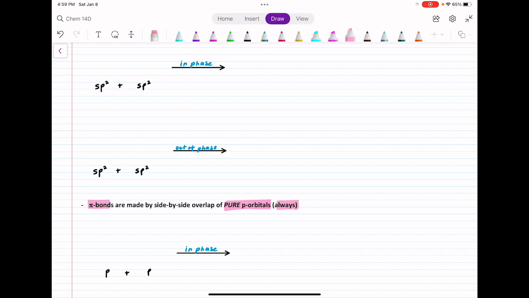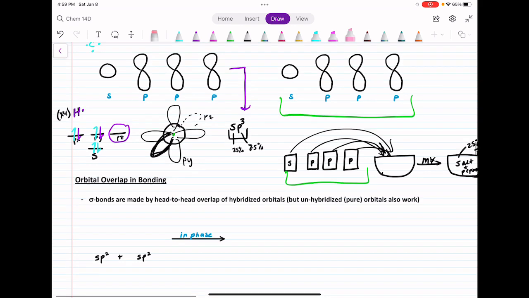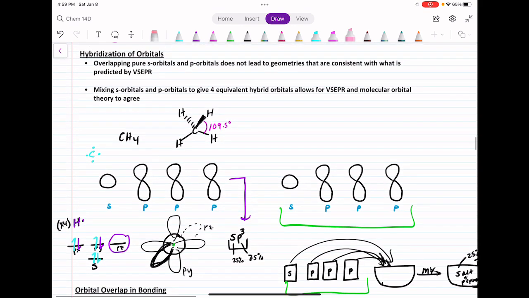And so if we need to make a pi bond in a structure, we need to set aside as many pure p orbitals as we need for however many pi bonds we need. If we don't have pure p orbitals, it won't be able to make pi bonds. So let's commit that to our understanding now, and we'll address why exactly we need pure p orbitals in a little bit. Okay, so we looked at methane.